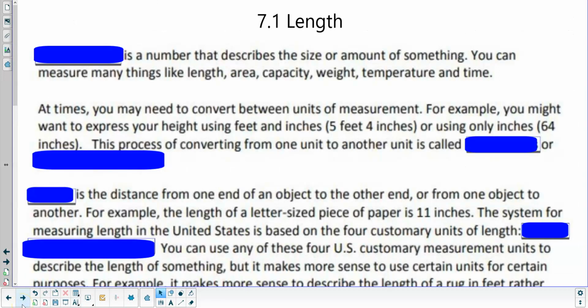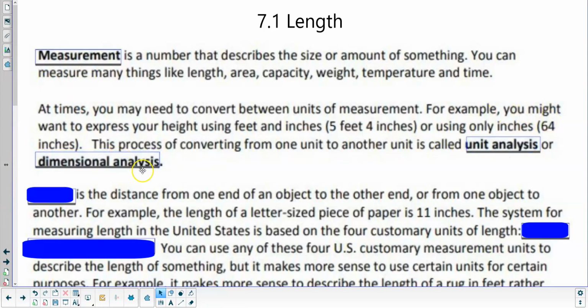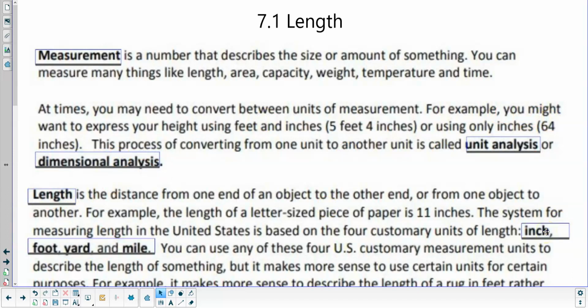All right, for today, we're going to jump into 7.1, which is measuring lengths. And I'll just uncover these for your notes. So if you need to copy them down, please copy them down. Main thing is, a measurement is a number that describes the size or amount of something that you can measure. Many things have a length, area, capacity, weight, temperature, and time, which we'll get more into later on in this unit. The bulk of what we're doing today is in the second paragraph.